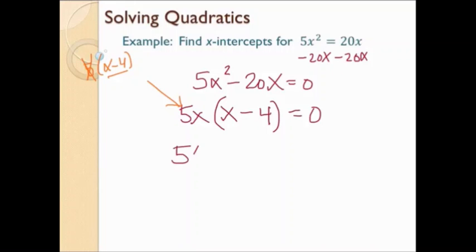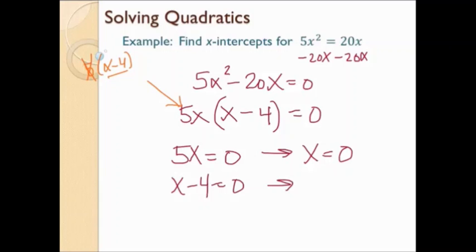Alright, so 5x equals 0. Solve for x, that means I'm going to divide by 5. 0 divided by 5 is just 0. So x equals 0. Now I go x minus 4 equals 0. Add 4 to both sides, x equals 4. And there are my two solutions.